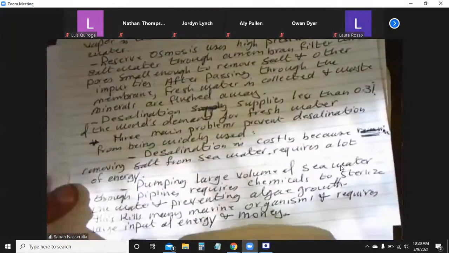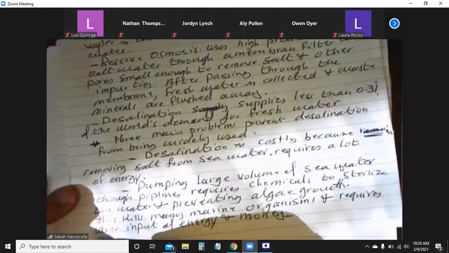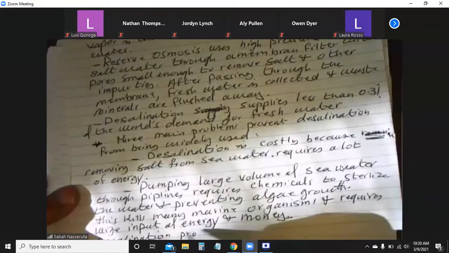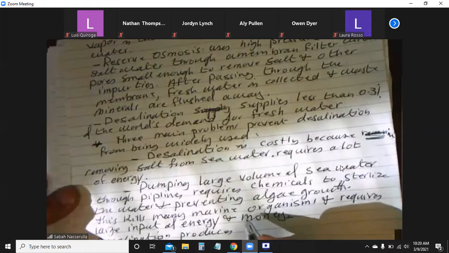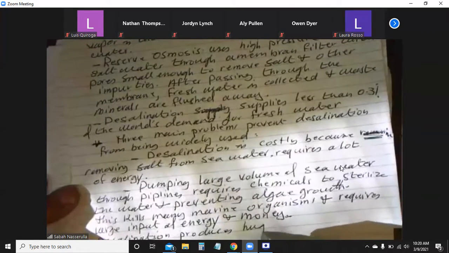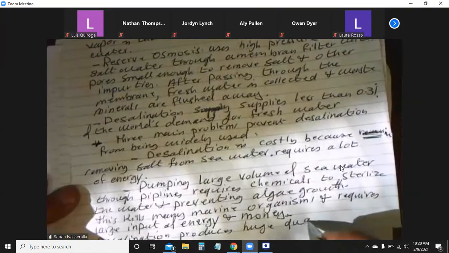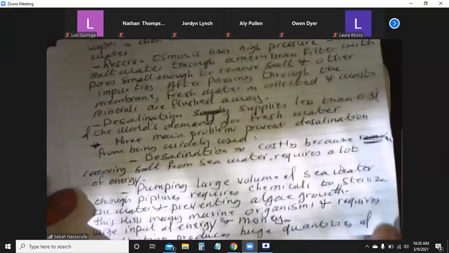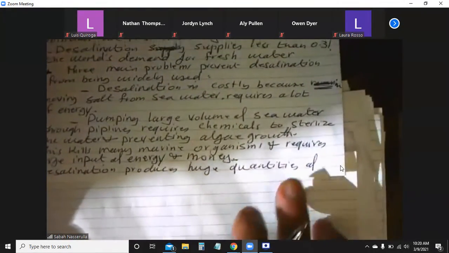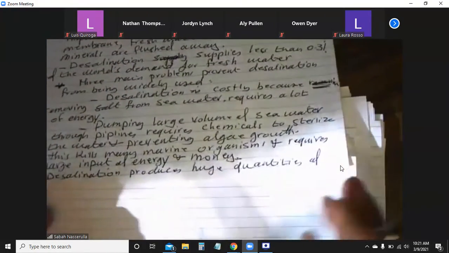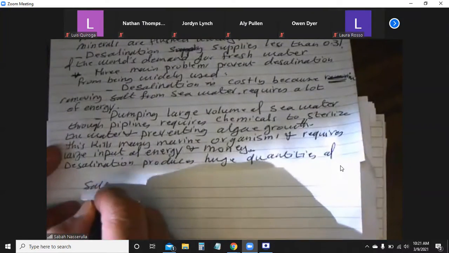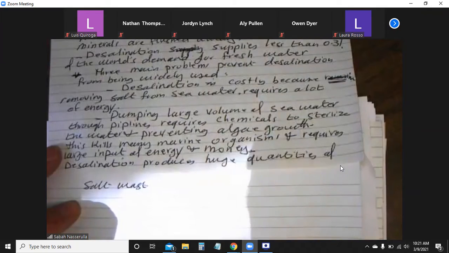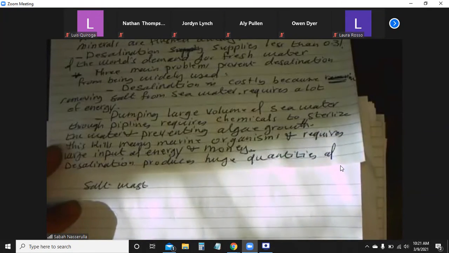And also, as you hear, desalination itself produces huge quantities of salt waste. And of course this has to go back to the ocean, which is salt waste that requires proper disposal.